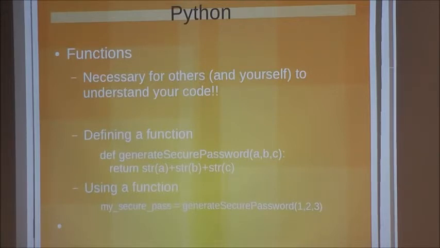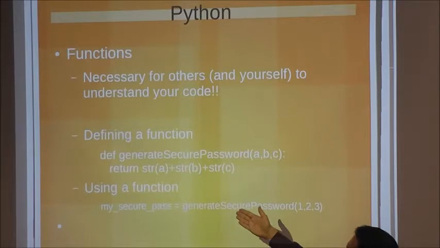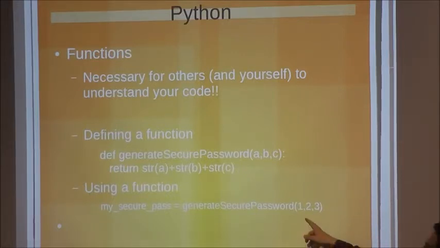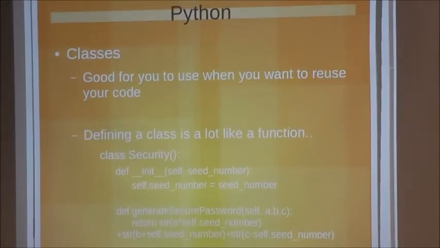So functions are necessary for others to actually read your code, and they're also necessary for you to read it too. So let's create a little function called generate secure password. A, B, and C are the inputs. We're going to return a string of whatever those characters are concatenated together. So let's just say the most secure password in the world is put into this function, or the combination is put in. So your output's 1, 2, 3 in a string, not numbers, a string. So that's a very secure password, right? How many people's password is 1, 2, 3? Change it, please.